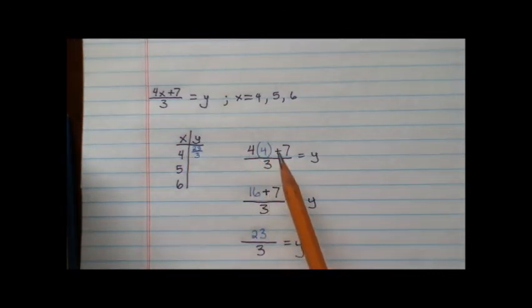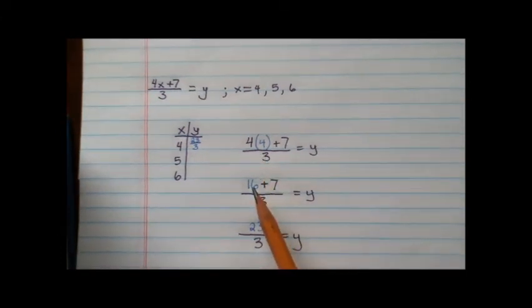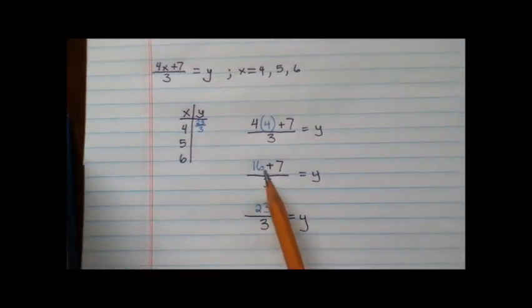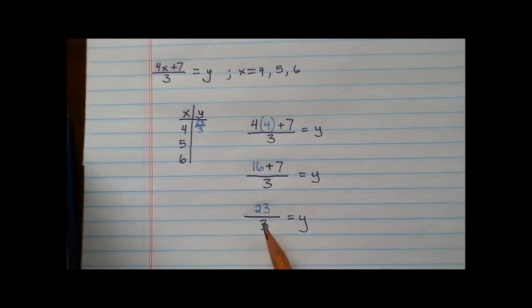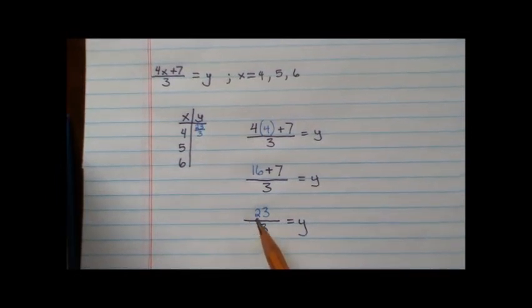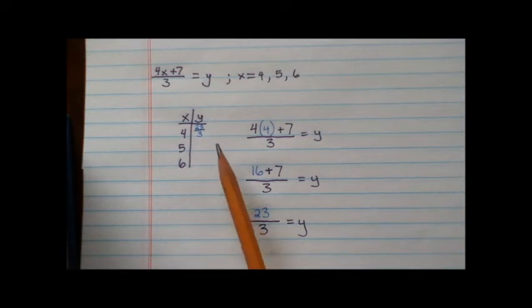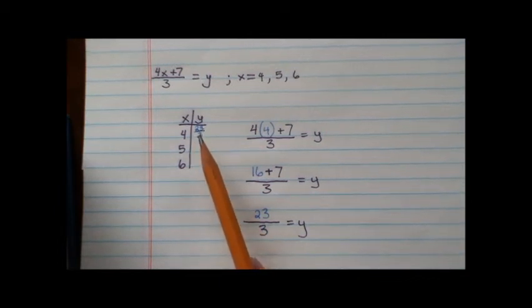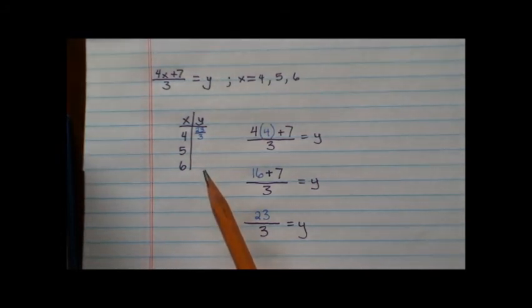So 4 times 4 plus 7 divided by 3. 4 times 4 is 16. We still have the plus 7 divided by 3. 16 plus 7 is 23 divided by 3 equals y. Well, unfortunately, 23 divided by 3 can't be reduced any further. I could make it a mixed number of 7 and 2/3, but I'm just going to leave it as 23 over 3. So I put 23 over 3 next to my 4.